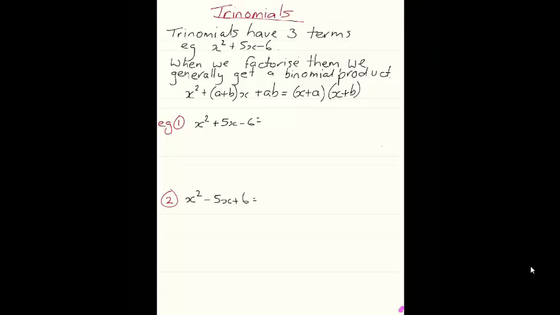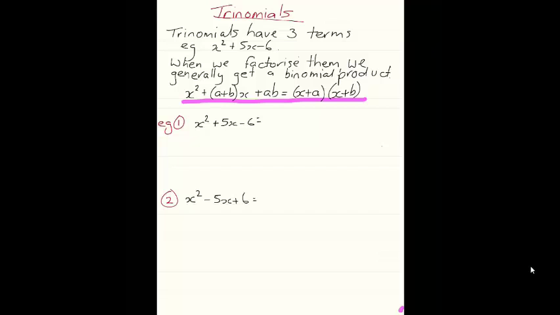So this definition that you've got here gives us a pretty good idea of what we can expect to find. So x squared plus (a plus b)x plus ab will factorize to (x plus a)(x plus b). Sounds a bit confusing, but once you've done this, you'll start to get the idea of what it means and it'll get lots easier. So if we are looking at something like x squared plus 5x minus 6.